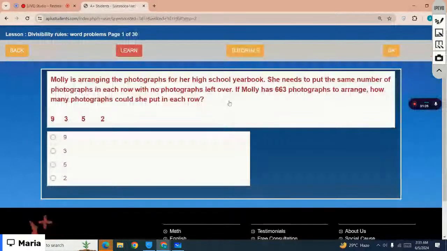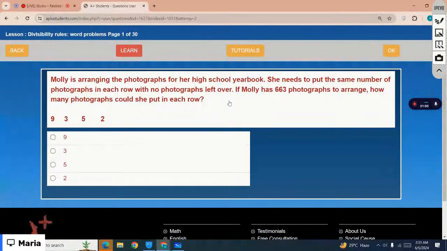Molly is arranging the photographs for her high school yearbook. She needs to put the same number of photographs in each row with no photographs left over. Molly has 663 photographs to arrange. How many photographs should she put in each row? So you have to see 663 is divisible by which number: 9, 3, 5, or 2.